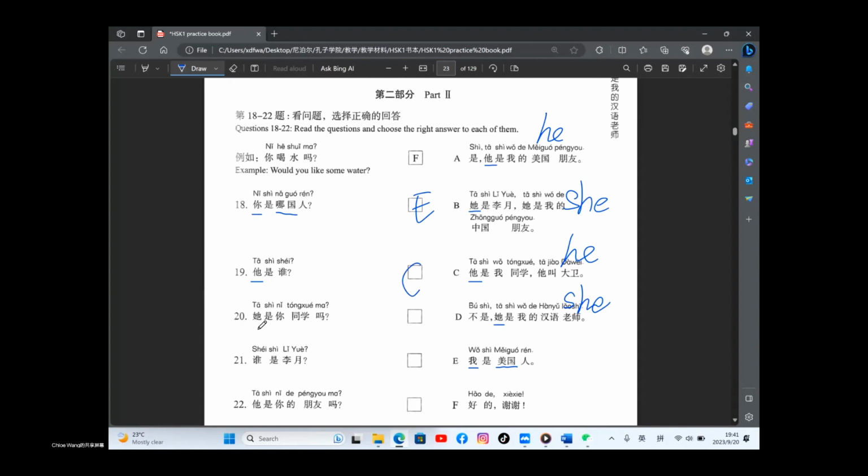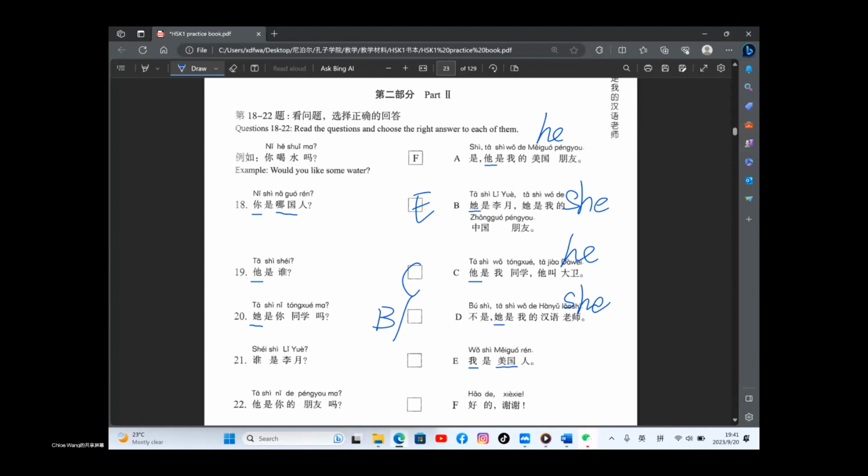20. Question 20. 他是你同学吗? This time the proper noun is using she, so the answer might be B and D. B. 她是李月，她是我的中国朋友。She is 李月. She is my Chinese friend. It might be the answer of is she your friend? Right, it might be. So we'll write it here first, and let's see whether there's a more appropriate answer.